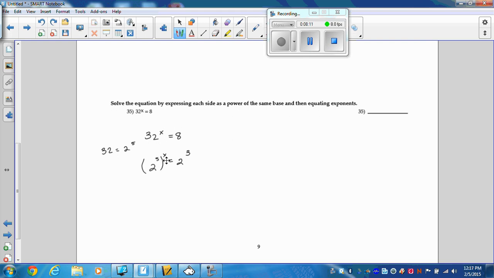So remember, when we do these exponents, a power to a power means multiply. So it's 2 to the 5x equals 2 to the 3rd. And so if I equate these exponents, 5x equals 3, and x equals 3/5. Sorry, I wrote that kind of weirdly. Let's fix that. x equals 3/5.